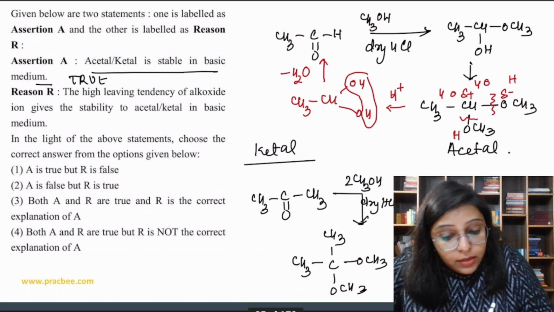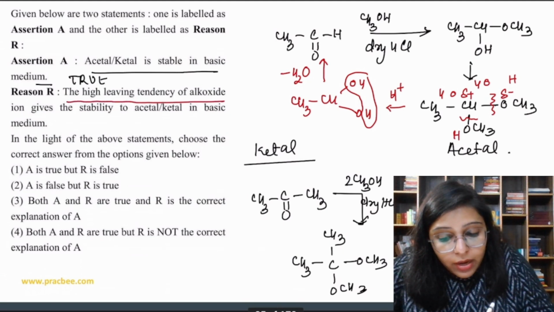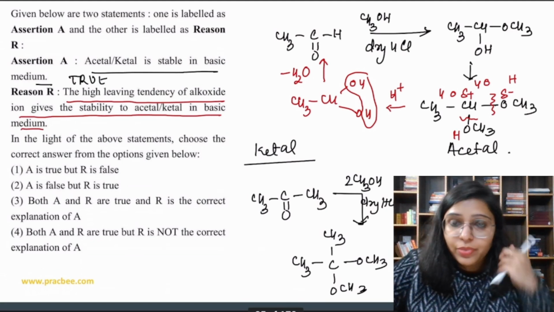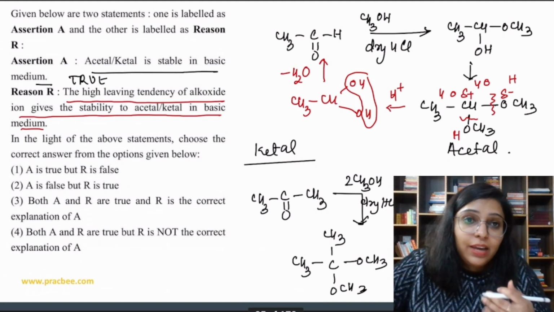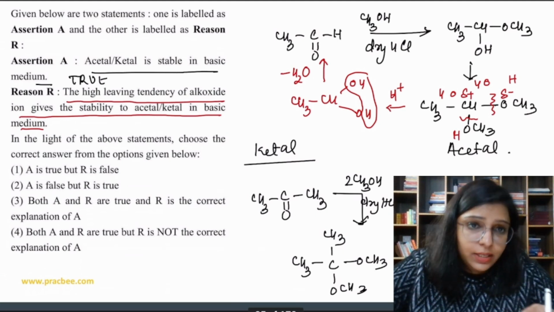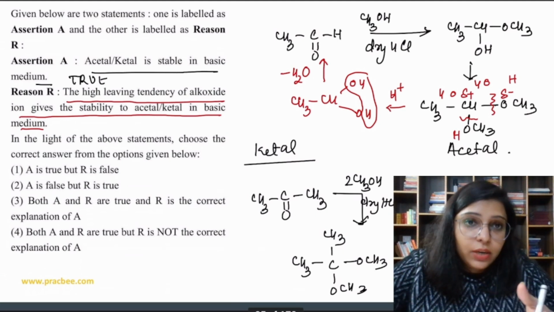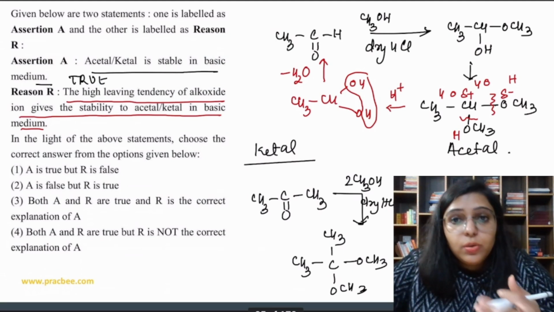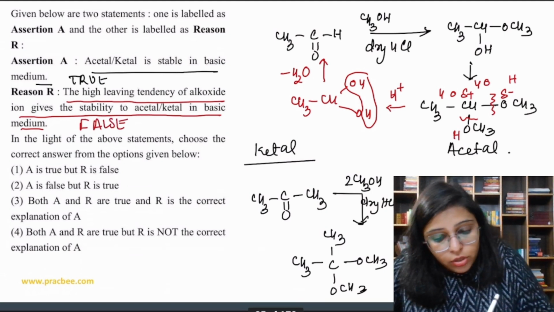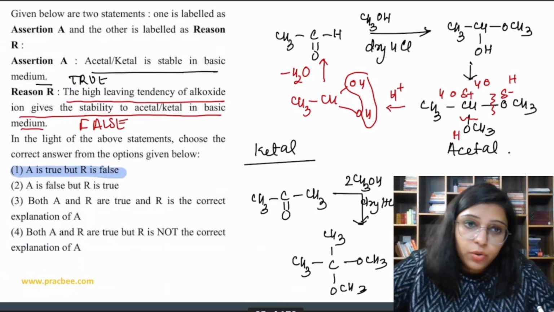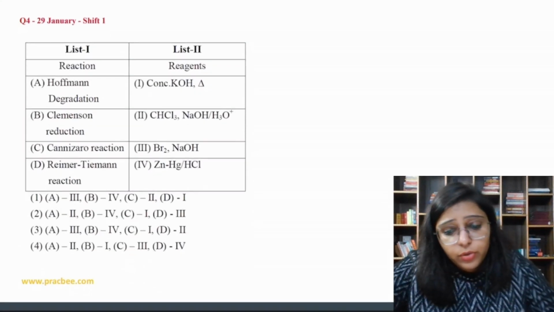अब now questions, reason R says the high leaving tendency of alkoxide ion gives stability to acetal and ketal in basic medium. No, ठीक है? So that is not true. Basically, we have electronegativity difference, and we do not have, मतलब, we do not have a more electrophilic center, right? That's why OH minus cannot attack on any carbon. So this gives stability to acetal and ketal in basic medium. So this statement is false. So we say assertion is true, but R is false. Okay.